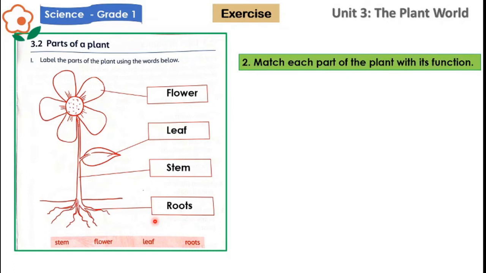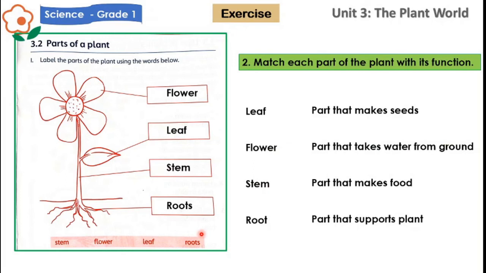So, number 2 is match each part of the plant with its function. Here is leaf, flower, stem, root. Part that makes seed, part that takes water from the ground, part that makes food, and part that supports plant. So I have also mentioned it. Can you tell me what is the function of a leaf? The function of leaf is to make food.